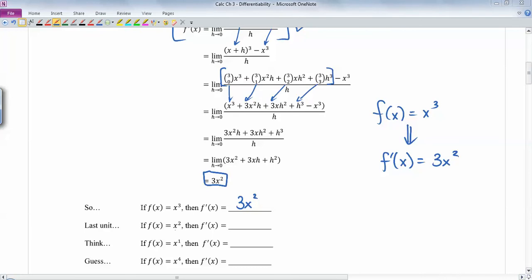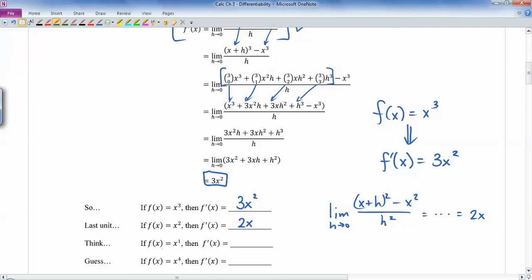If f of x is x squared, we did this one last unit, and it turns out if you do the full limit as h goes to 0 of (x plus h) squared minus x squared all over h, then you're going to work this out and you'll end up with 2x, which is something that we actually did last unit, except with a's instead.